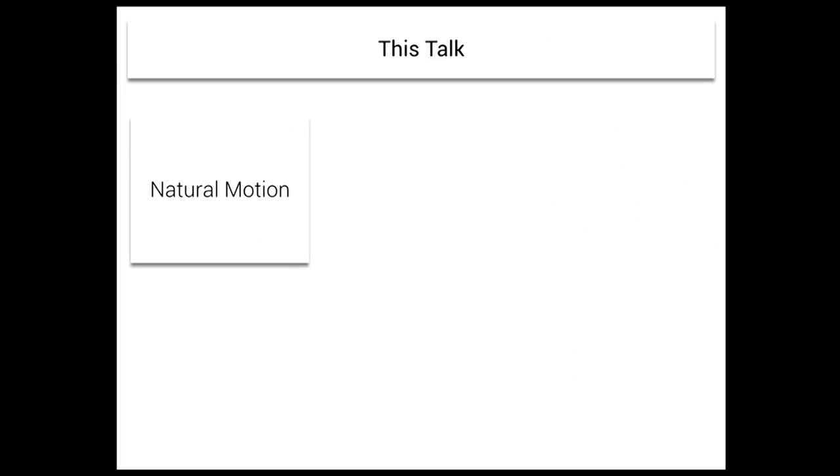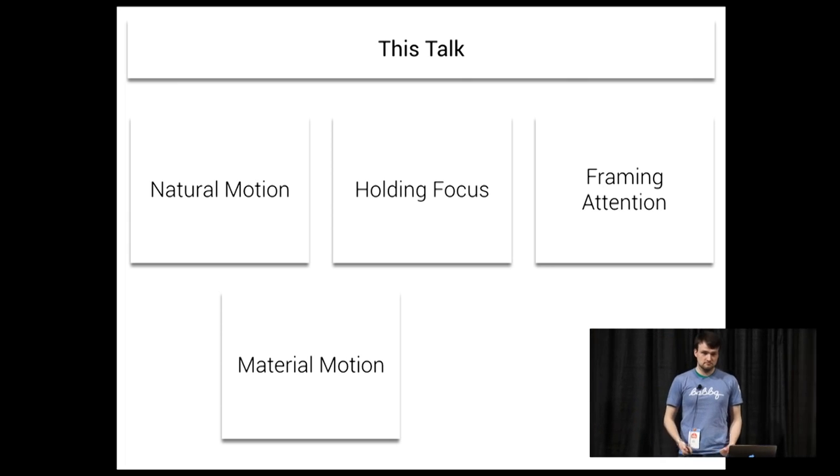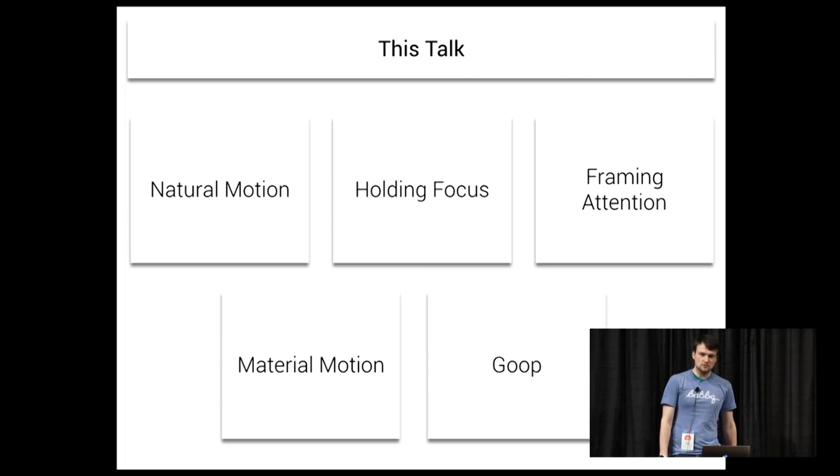So this talk is going to be really simple. We're going to be talking about animation, user experience, and brains. First, we're going to start with a little bit of natural motion and what that means. We're going to be talking about holding users' focus, and then framing attention. Then we'll get over to material motion, the title of this talk, and finally we'll finish off with some goop.